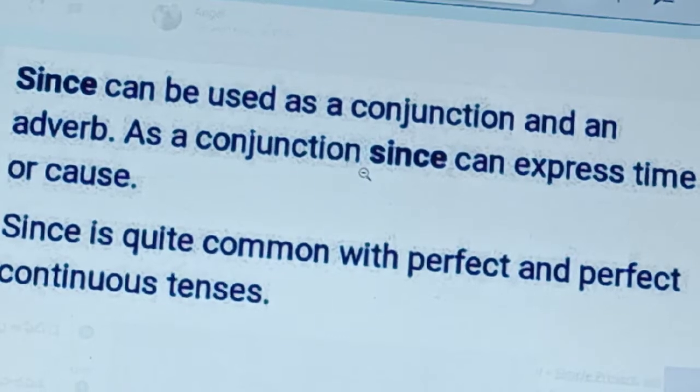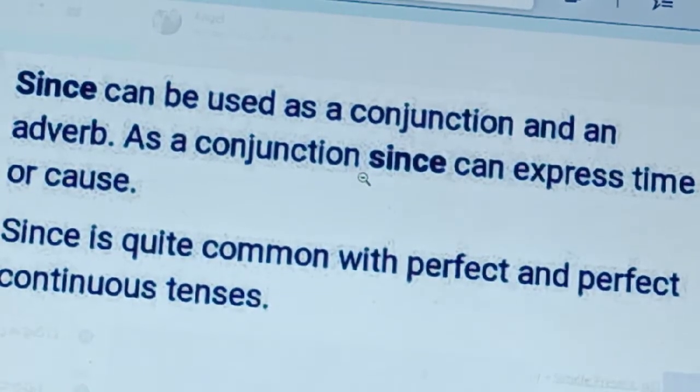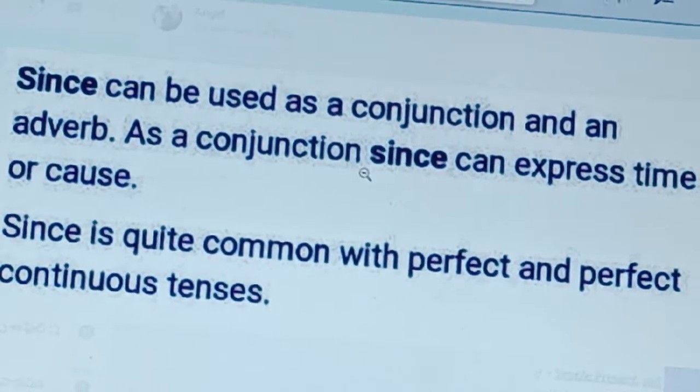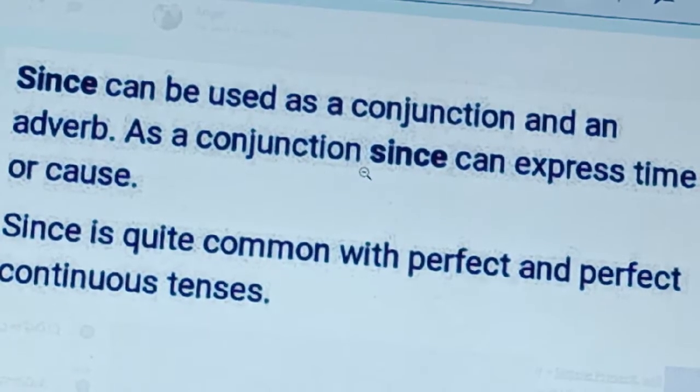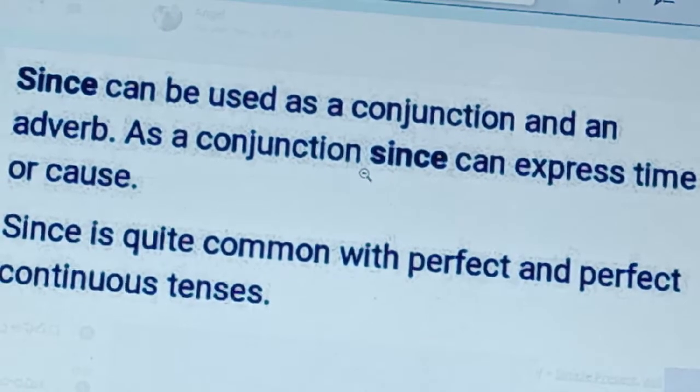Okay. We are going to learn about as, since, and because. As, because, and since are conjunctions. Since can be used as a conjunction and an adverb. As a conjunction, since can express time or cause. Since is used with perfect and also perfect continuous tenses.